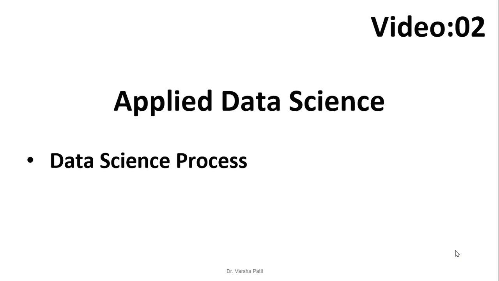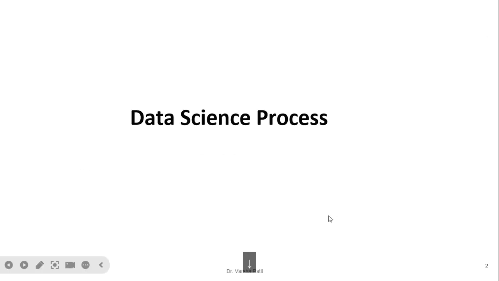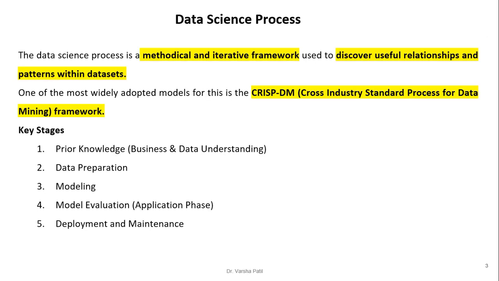This is the second video on applied data science, and in this video I am going to discuss the data science process. Now let us start. The data science process is a methodical and iterative framework which is used to discover useful relationships and patterns within a data set. One of the most widely adopted models for this is CRISP-DM, that is Cross-Industry Standard Process for Data Mining framework. The 5 important key stages are prior knowledge, data preparation, modeling, model evaluation, deployment and maintenance. Now we will see each stage in detail.